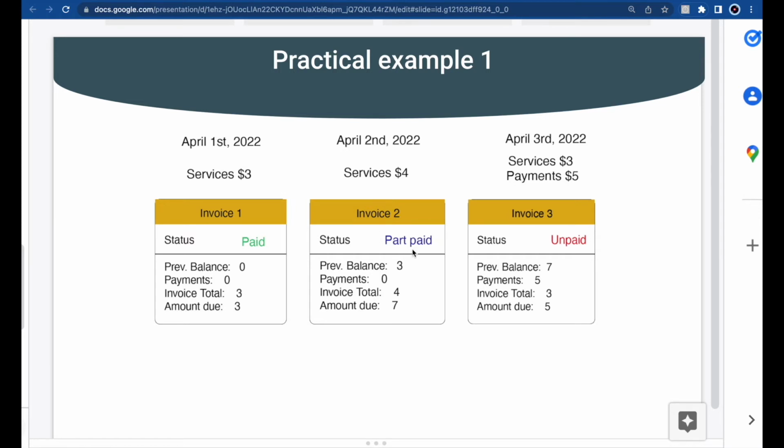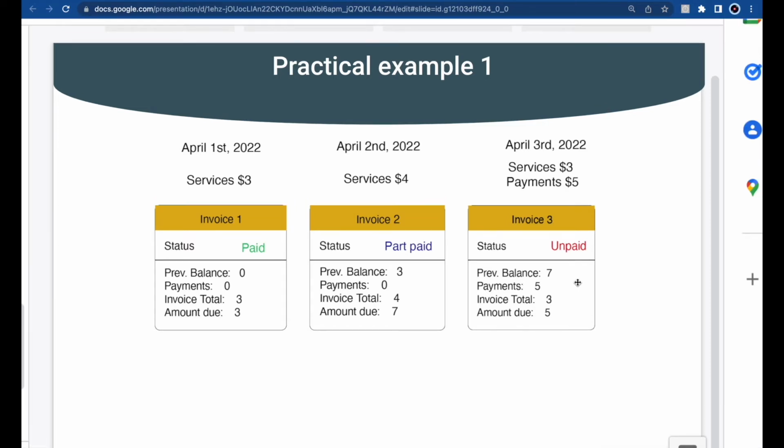Okay, and the third invoice will look like this. The previous balance of the third invoice is going to be the same as the amount due of the second invoice. The payments will be included in the PDF of the invoice because this payment was made during the billing period. The invoice total is going to be $3, corresponding to the amount of services used.